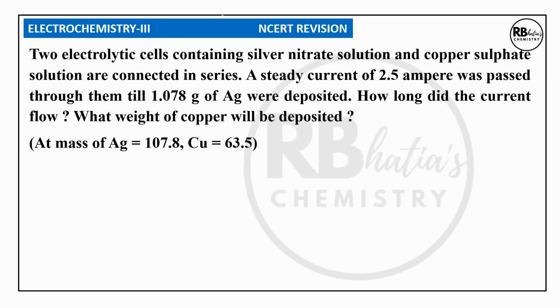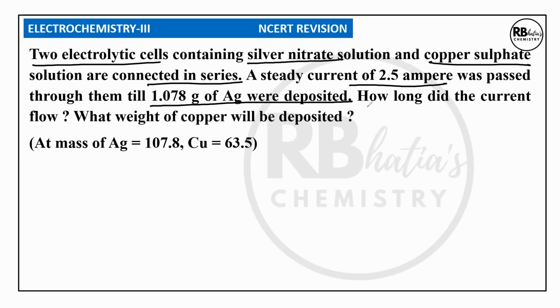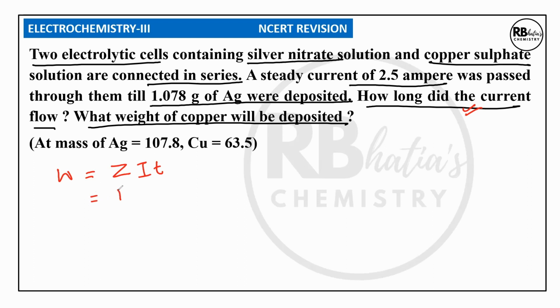The next is 2 electrolytic cells containing silver nitrate solution and copper sulfate solution connected in series. So that means we're going to use second law. A steady current of 2.5 amperes was passed through them till this much of silver was deposited. How long did the current flow and what weight of copper will be deposited? So how long did the current flow? For this part, we're going to use the first law. How? W is equal to ZIT, where Z is E upon F.